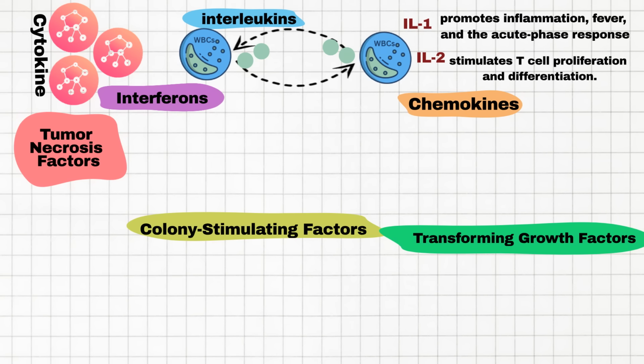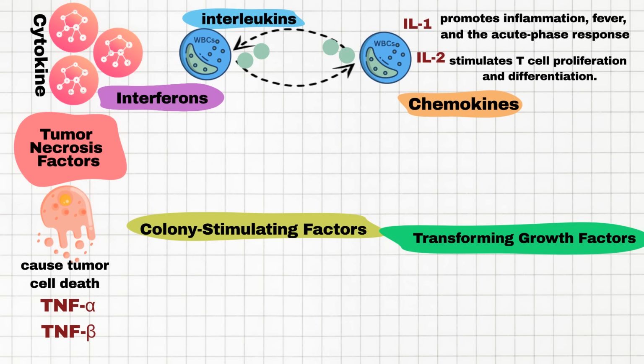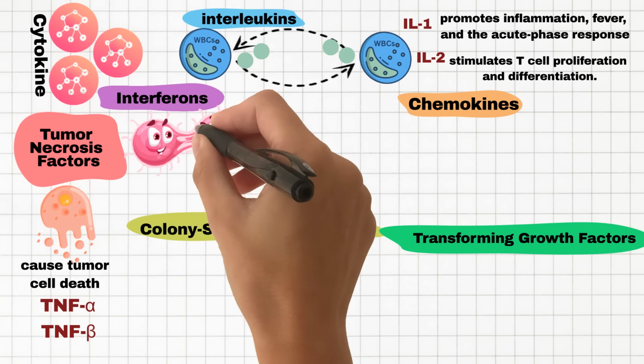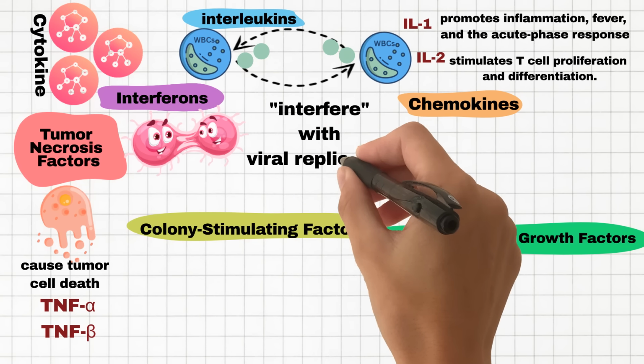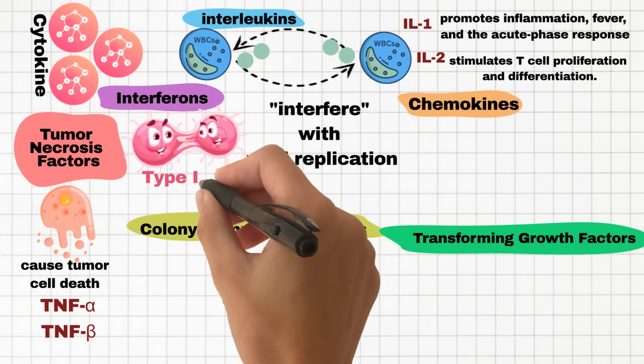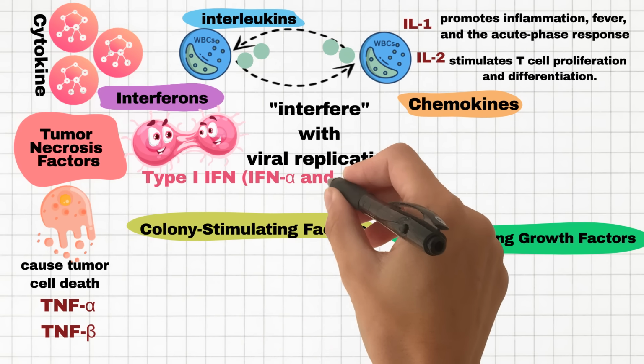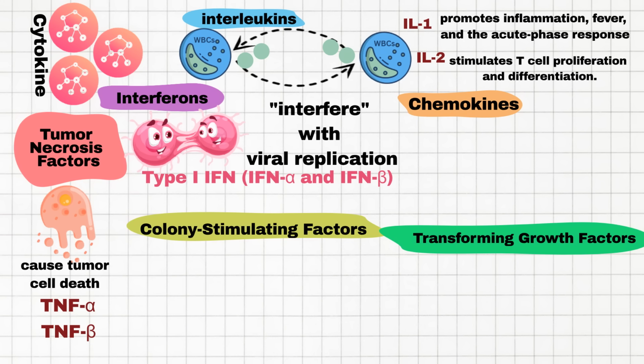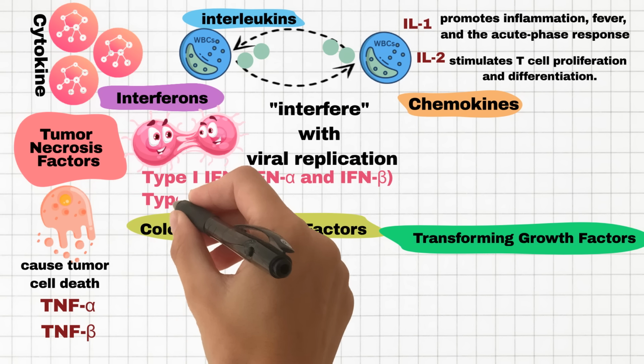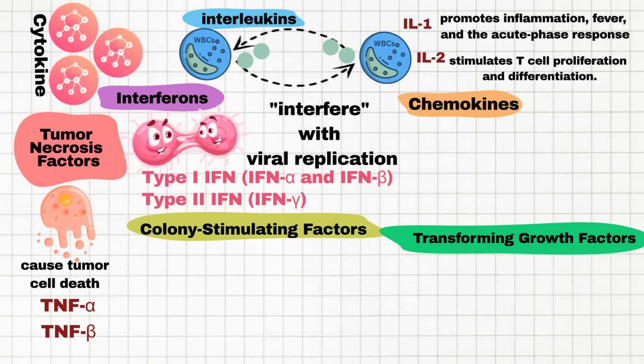The name tumor necrosis factors reflects their ability to cause tumor cell death. We have tumor necrosis factor alpha and tumor necrosis factor beta. Interferons are named so because they interfere with viral replication. There are type 1 interferons, which include interferon alpha and interferon beta, which induce an antiviral state in cells and activate natural killer cells, and type 2 interferon, interferon-γ, which activates macrophages and promotes T helper 1 cell responses.